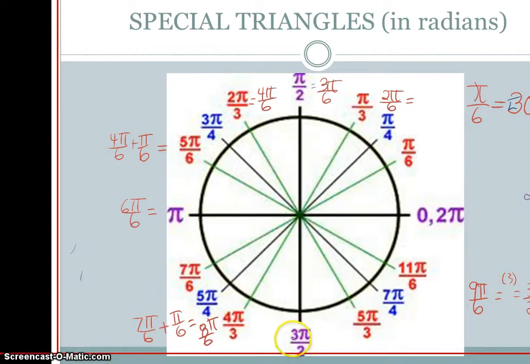Okay. If we add another pi over 6 onto 9 pi over 6, we're going to get 10 pi over 6. And that's equivalent to our 5 pi over 3 when we reduce each side by 2. Okay. And then if we add one more pi over 6 onto 10 pi over 6, we are going to get 11 pi over 6. And then for the last one, to get back to 2 pi, 11 pi over 6 plus pi over 6 is going to give us 12 pi over 6, which is equal to 2 pi when you reduce it.